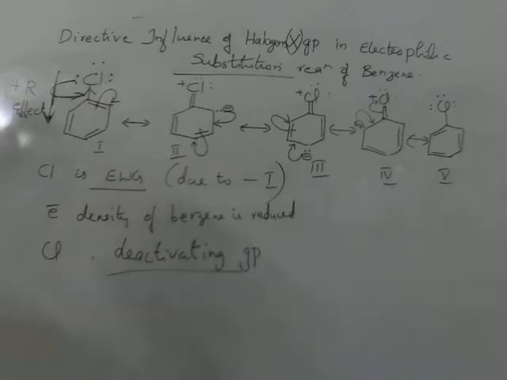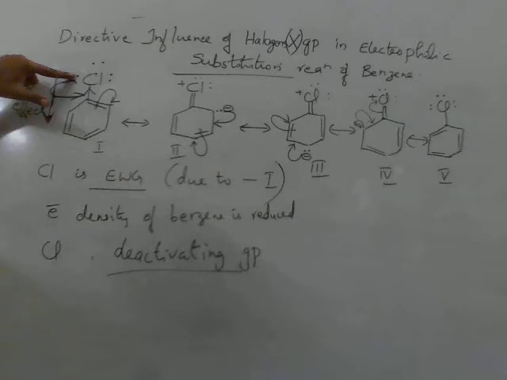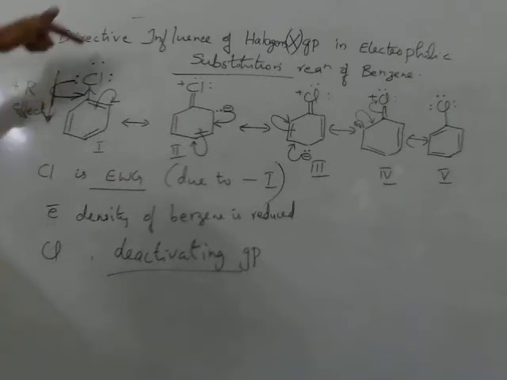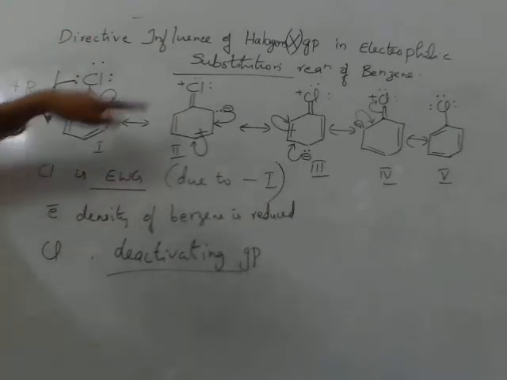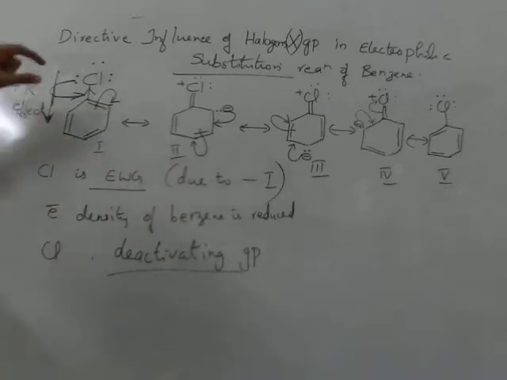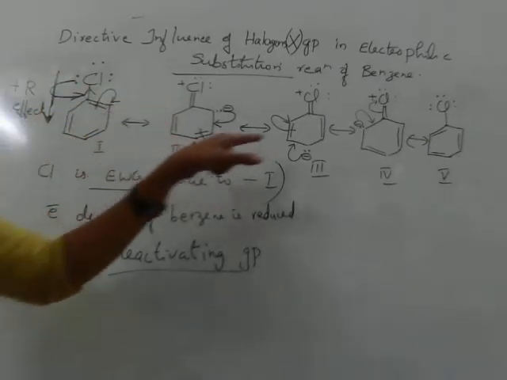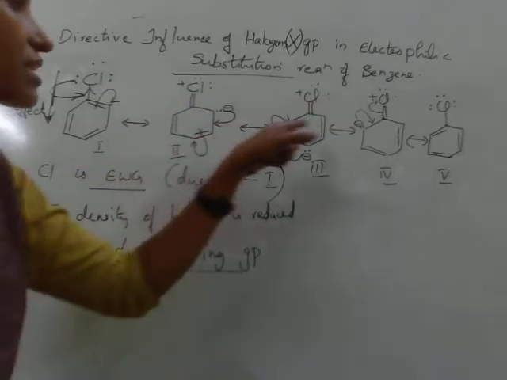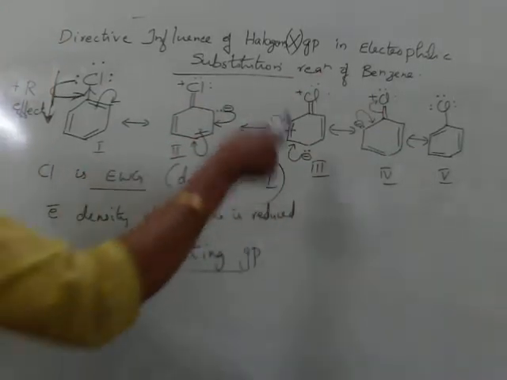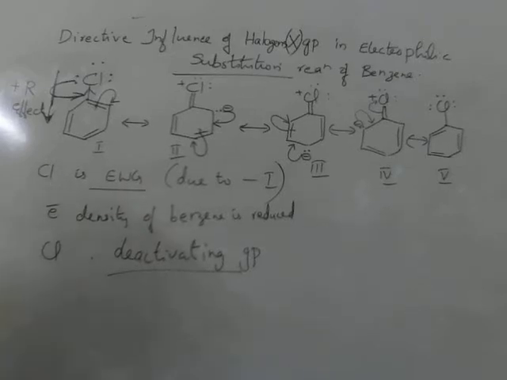Clear? So in the case of chlorine, when attached to benzene, there is a resonance effect. Through the resonance effect, one of the lone pairs of electrons of the chlorine atom enters into the benzene ring through conjugation. So this one lone pair of electrons and the pi electrons of the benzene ring are in conjugation, or we say are in resonance with one another. They are delocalized. Clear?